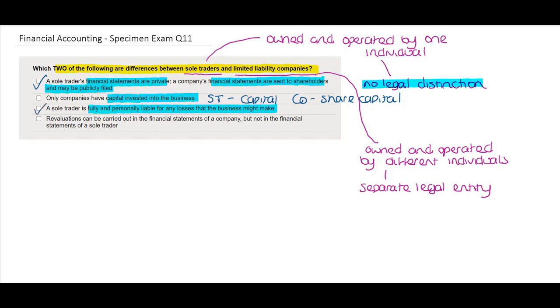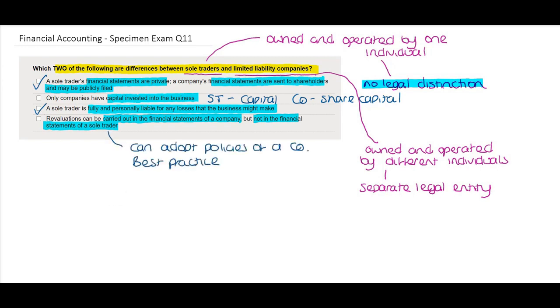Our final statement states that revaluations can be carried out in the financial statements of a company, but not in the financial statements of a sole trader. A sole trader does not have to follow the accounting standards as a company would. However, they can adopt the policies of a company. It is seen as best practice, even if there is no obligation. And so as a result, revaluations may take place within a sole trader's set of financial statements.